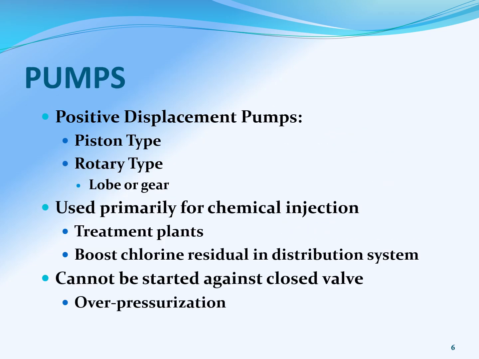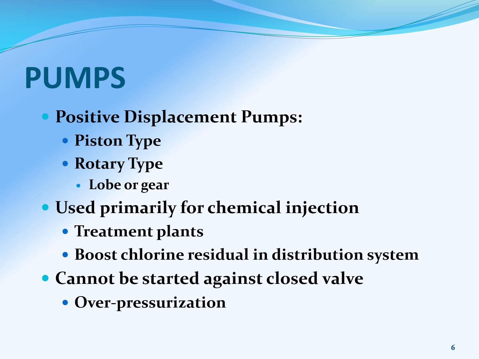So first, when talking about positive displacement pumps, you have a couple different types. You have the piston type, the rotary type, or the lobe and gear, which I've got a few examples coming up, and you'll see what I mean. They're used primarily for chemical injection, like at a treatment plant, or if you have some kind of on-site generation or chlorine booster station to increase the residual in your system.